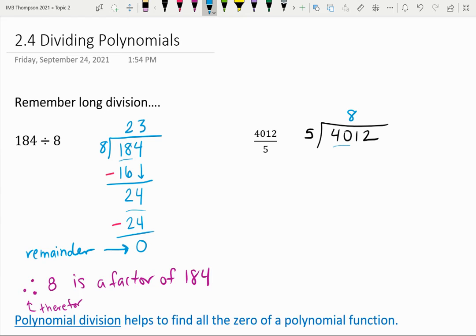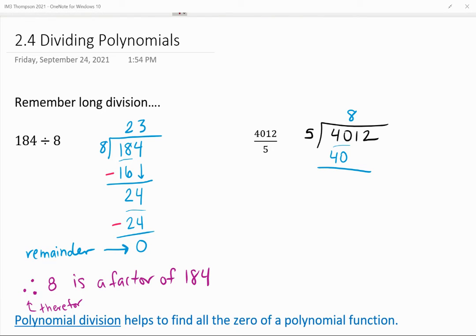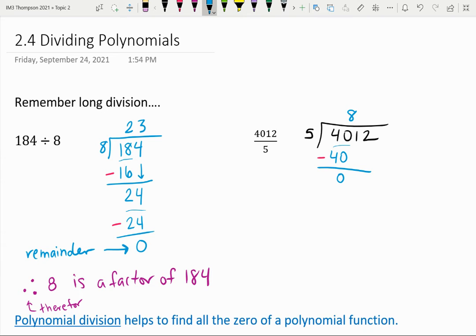So I divide, and then I multiply. 8 times 5 is 40. I subtract. 40 minus 40 is 0. Bring down the 1. How many times does 5 go into 1? It doesn't, so I get a 0. I multiply 0 times 5 gives me 0. Subtract. 1 minus 0 is 1. Bring down the 2. So this one I have to go a whole other round because I've got more terms to keep going.